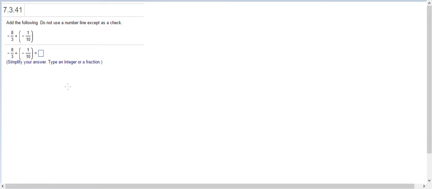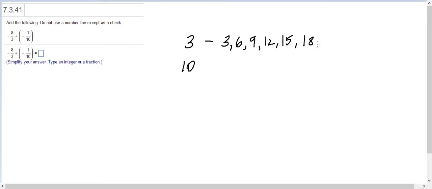For this question, we need to get common denominators. So if we look at the denominators of 3 and 10, one way to do this is to make a list of all the multiples of 3. 3 times 1 is 3, 3 times 2 is 6, 3 times 3 is 9.